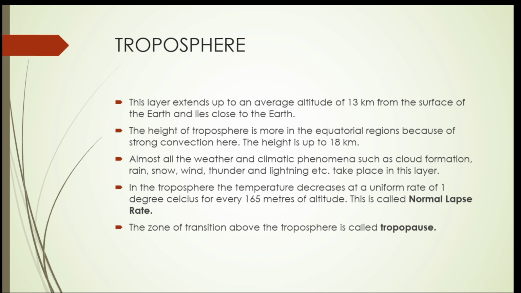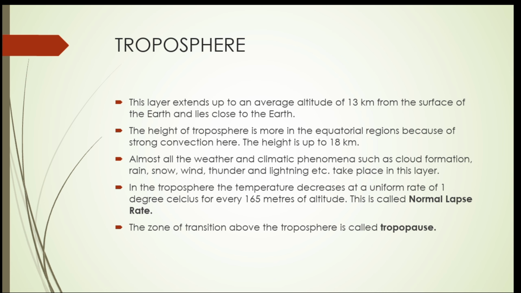And the most important phenomena in the troposphere are the climatic phenomena such as cloud formation, rain, snow, wind, thunder, and lightning. So we can say that almost all the weather and climatic phenomena such as cloud formation, rain, snow, wind, thunder, lightning, etc. take place in this layer.